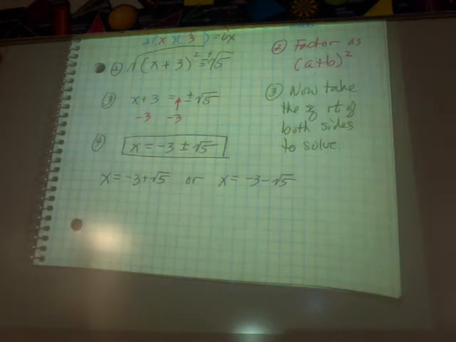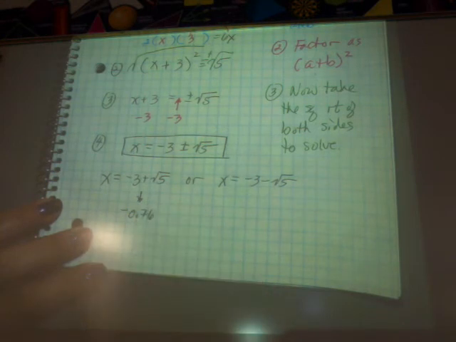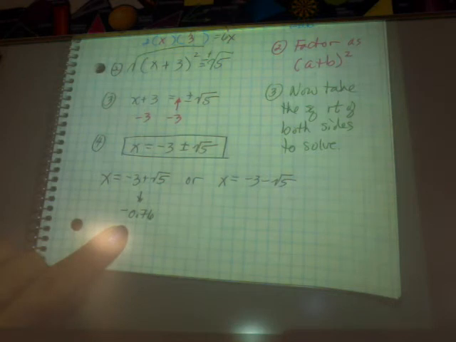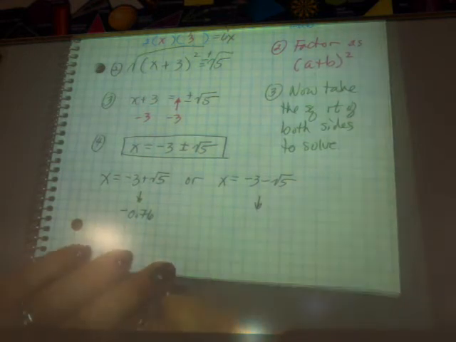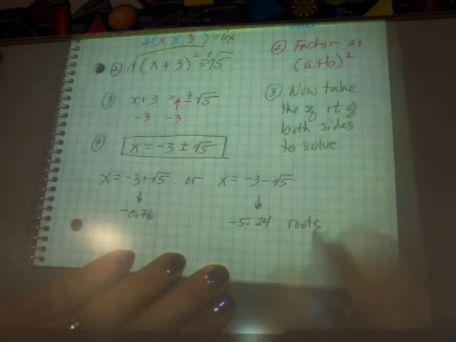And if I run this through my calculator, and I take negative 3 plus the square root of 5, I will get approximately negative 0.76. So it's going to cross between what 2 integers? 0 and negative 1, right? Because it's negative. And then this is going to become negative 5.24. So these are the roots.